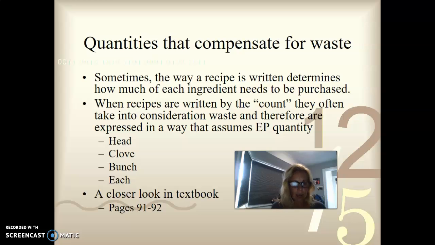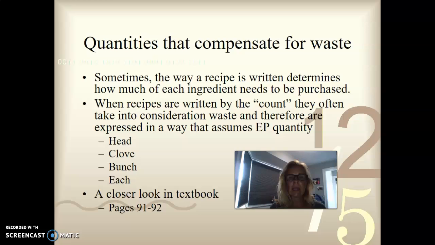Okay, so sometimes a recipe writer will write a recipe in a way that it determines how much each ingredient needs to be purchased, right? And the way that they do that, like a recipe writer could say, for this recipe, you need 2 pounds of peeled, diced, cored apples. You need 1 cup of sugar. You need 1 teaspoon of cinnamon, and you need 1 each vanilla bean scraped.